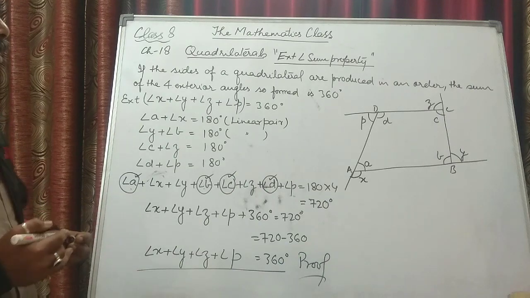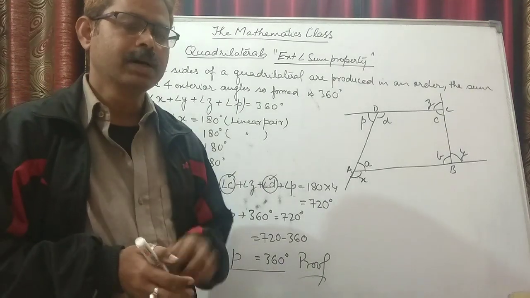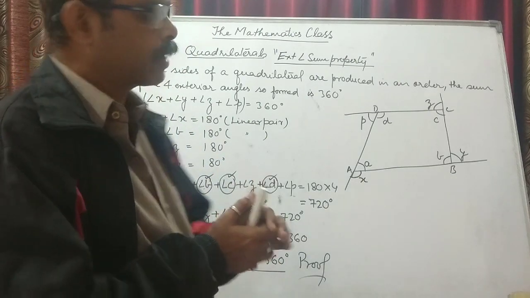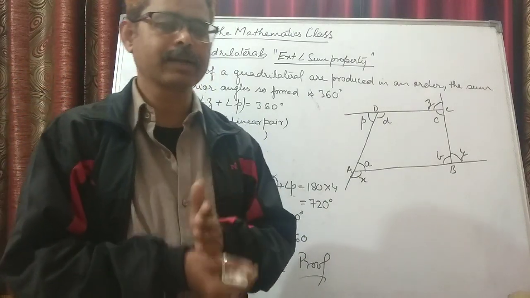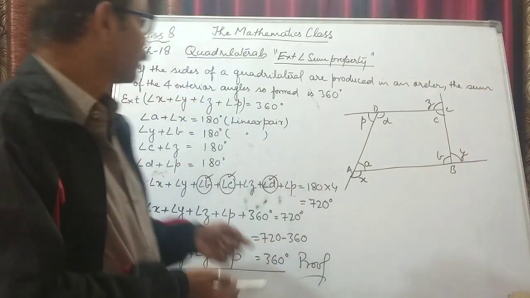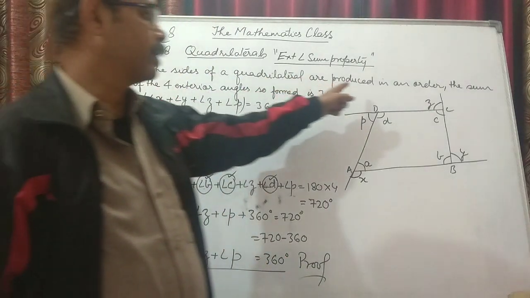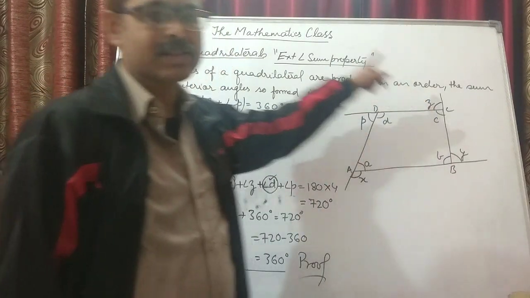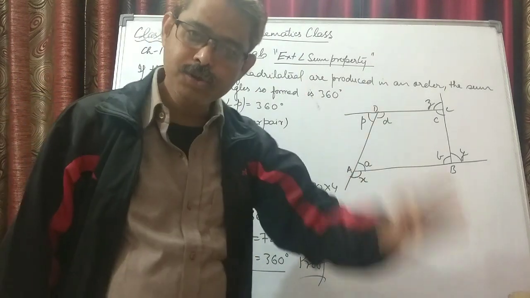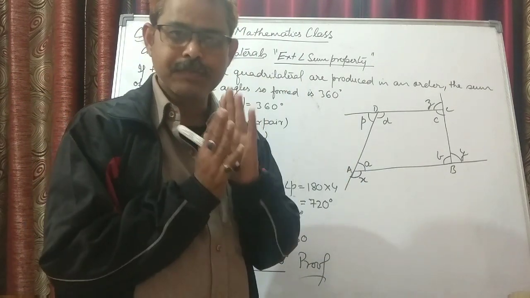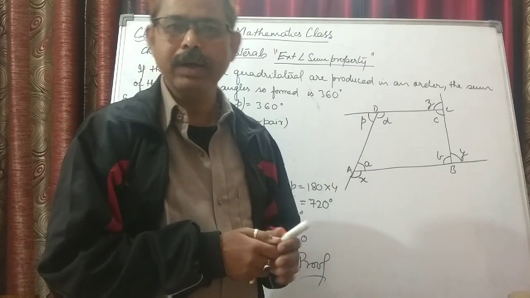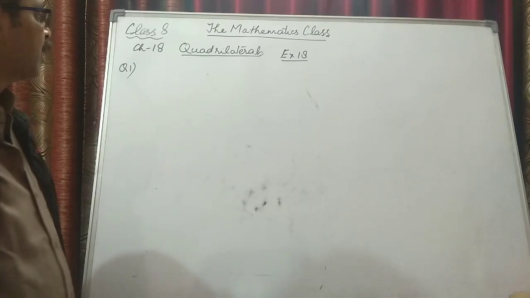So we have learnt about two theorems. First, the sum of all the interior angles of a quadrilateral is 360, and second, if the sides of a quadrilateral are produced in order, then the sum of all the four exterior angles is also 360 degrees. This finishes the explanation of the topic. Now we move on to the exercise.